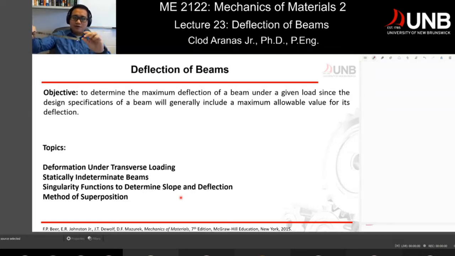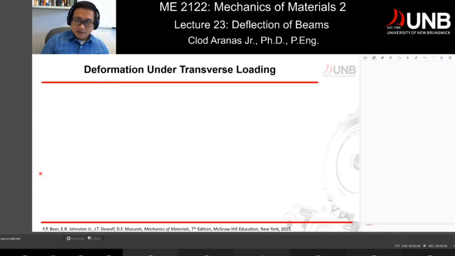Now, how about your slope? You can imagine that if the beam is bent this way, it has a slope at every point, so that you can calculate the slope of the beam at a certain location. We're going to discuss that later in the next slides. So we have singularity functions to determine slope and deflection, and then we have the method of superposition. For today and for Monday, we are only going to focus on deformation under transverse loading, which involves a second order differential equation and a fourth order differential equation, which we are going to see later.